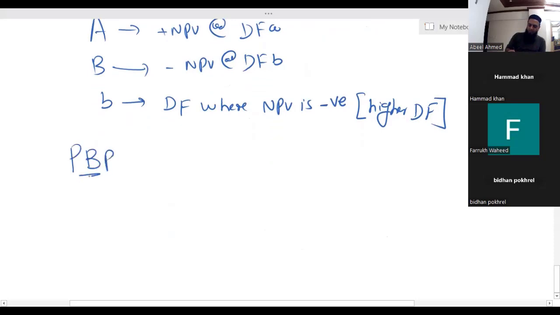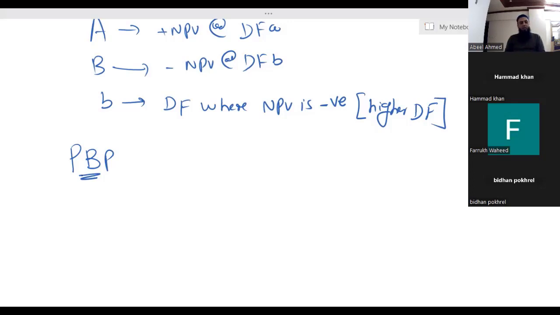Payback period. We have two types of payback. One is simple payback period, another is discounted payback. Basically, payback period gives you the information of only one thing. The name of that one thing is when your initial investment will be recovered. Once your initial investment is recovered, then cash flows after the recovery of initial investment are ignored.